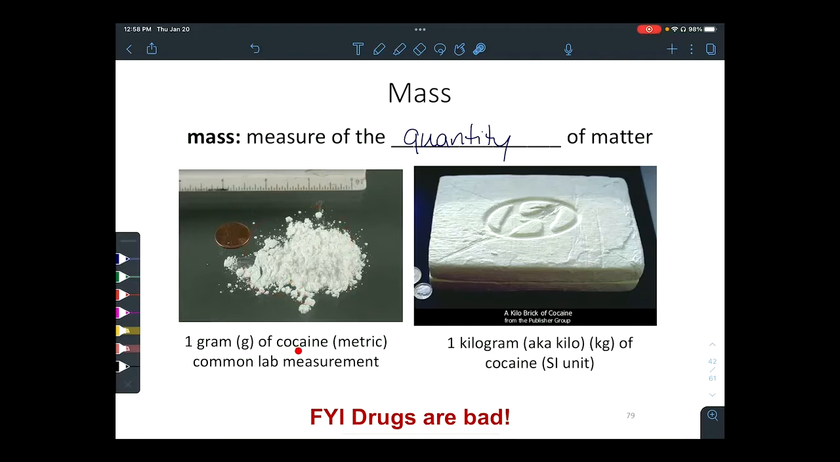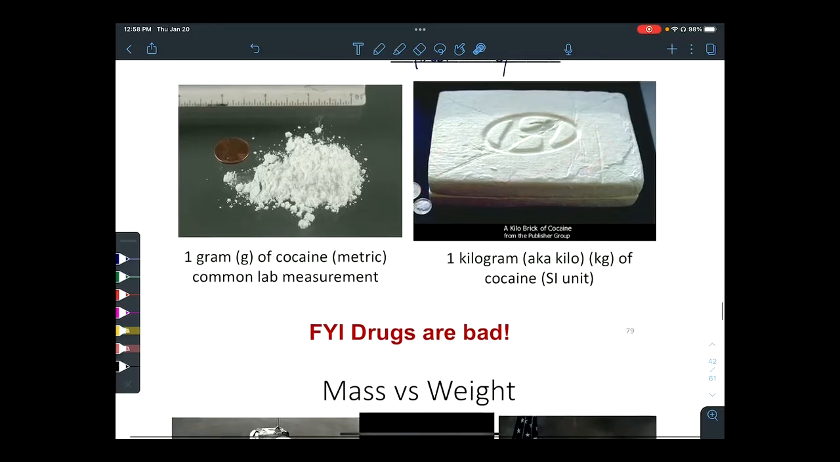So this is a gram of cocaine. That's a kilogram of cocaine. It's really big. There's a dime. So it's huge. All right. We don't work with this much.